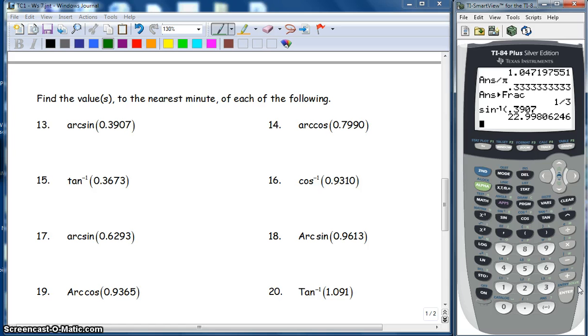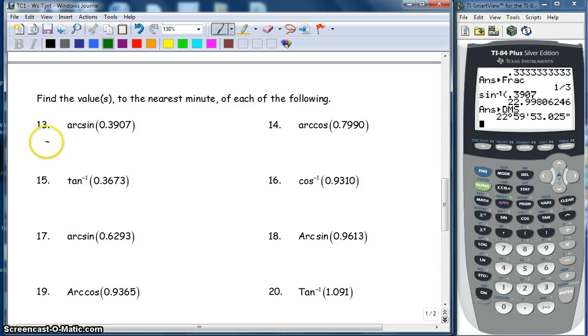Now, I want nearest minute, so we go to second angle, and number 4 is DMS, so I just hit 4. And there's the answer in degrees, minutes, seconds. Basically this is 22 degrees, 59 minutes, 53 seconds. Well, the 53 will round the 59 up, and then the 59 will go to 60, which rounds up to 0 and makes this 23 degrees, 0 minutes. So this actually is 23 degrees. Okay, that's a kind of nice angle. So let's look at where that is on a circle. Okay, 23 degrees is about here.